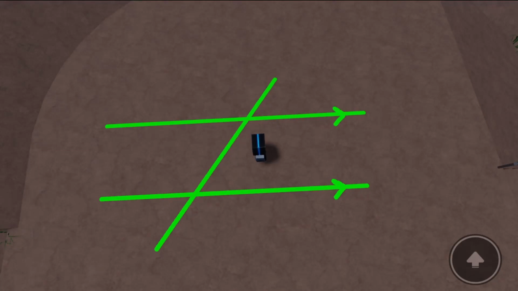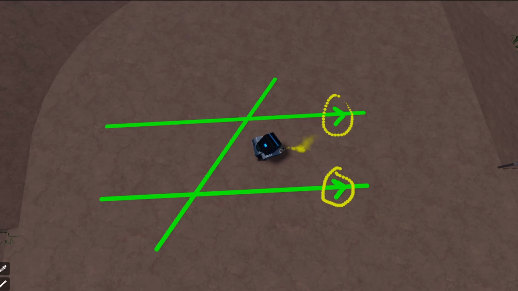In today's video, we're going to talk about angular relationships whenever we have two parallel lines and a line that cuts through them. So here I've drawn two parallel lines as marked with these arrows, and I've drawn this line that cuts through them, which is also called a transversal. So what are some angular relationships you need to know whenever you're dealing with situations like this?